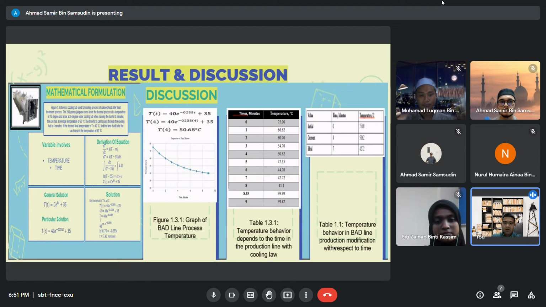Okay, on the right, we have one figure and two tables. For figure 1.31, graph of baseline process temperatures, and then we go through the tables. We got two tables. Table 1.31, temperature behavior depending on the time in the production line with cooling law. And lastly, table 1.1 is temperature behavior in baseline production modification with respect to time.